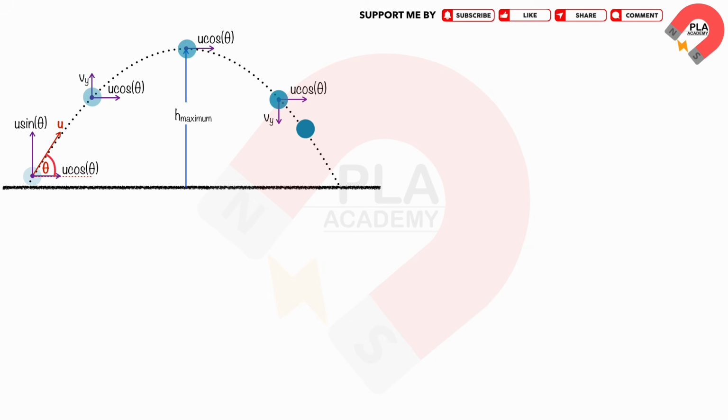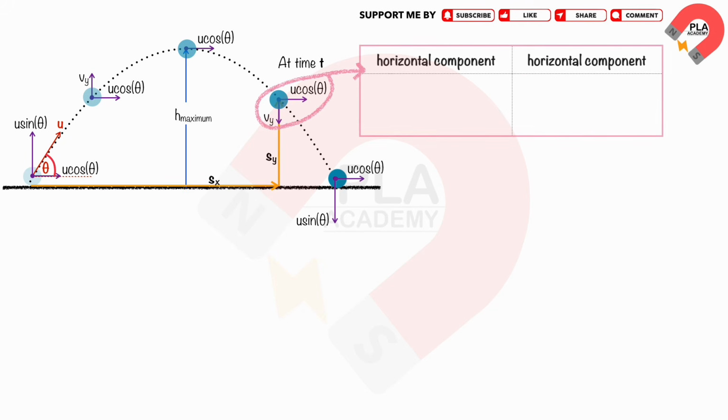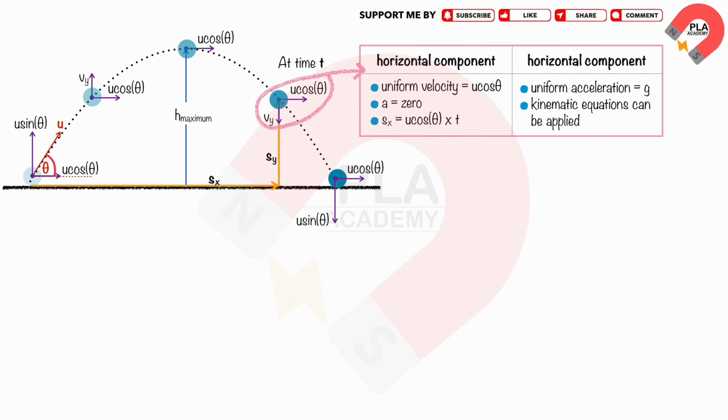When the ball reaches the ground, the vertical velocity is the same as it was at the start, but in the opposite direction, and the horizontal velocity stays the same. At time t, the ball traveled a distance s_x horizontally and a distance s_y upward. We can break down its motion into horizontal component and vertical component, like shown in the table.